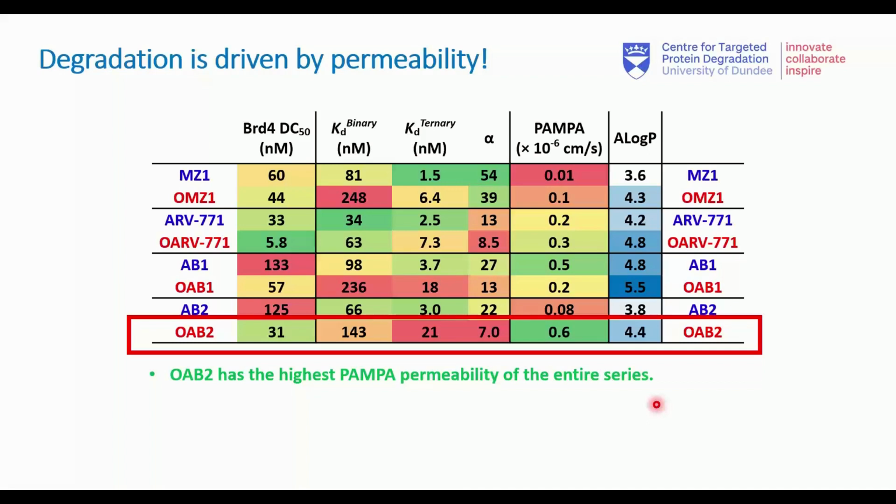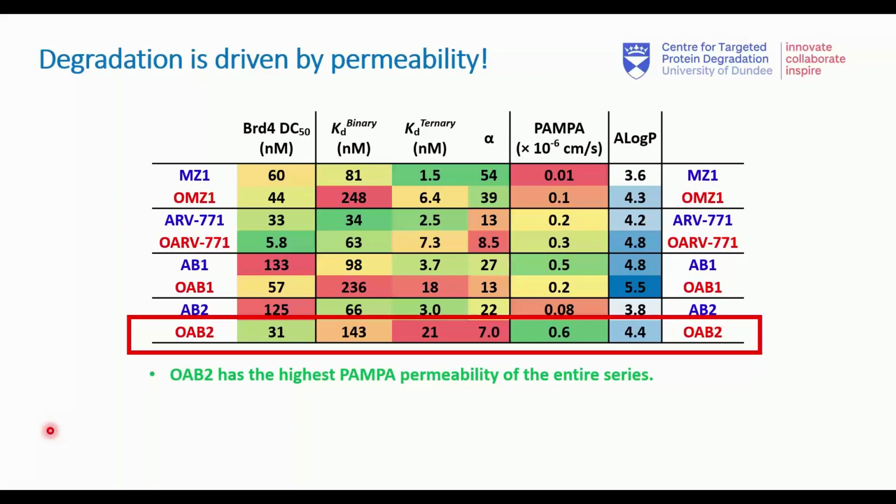and what's interesting is that this is the highest permeability of the entire series, out of the ordinary VH032 based, with a single ternary affinity and cooperativity for BRD4BD2.